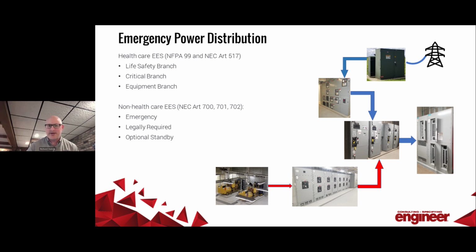Conversely, if you're not healthcare, and you don't have to comply with 99, then you're going to look at Articles 700, 701, and 702. There, your emergency, legally required, and optional standby branch designations are contained within informational notes within those respective sections. And they don't perfectly match or align, so you do have to read each of those specific to your actual project.